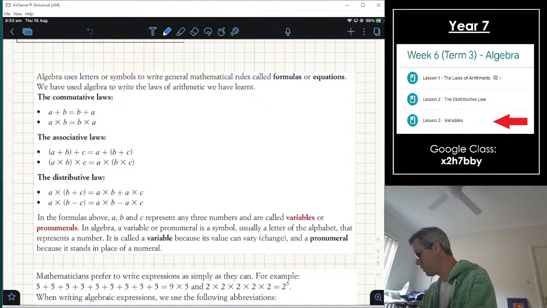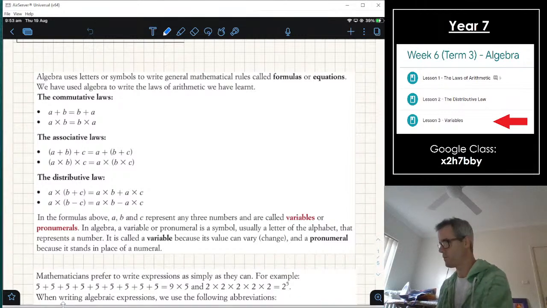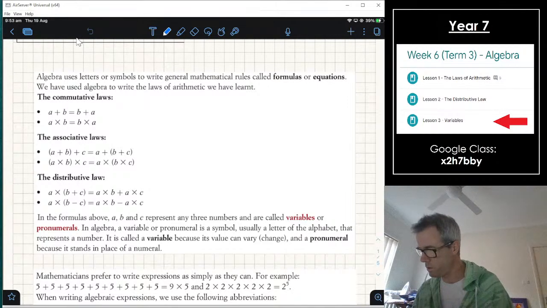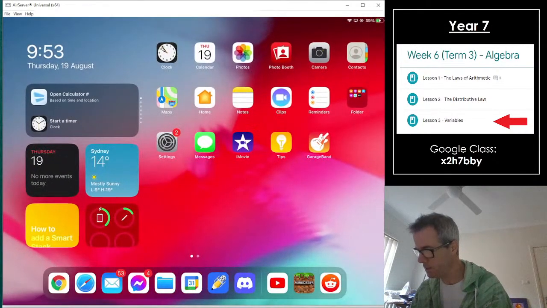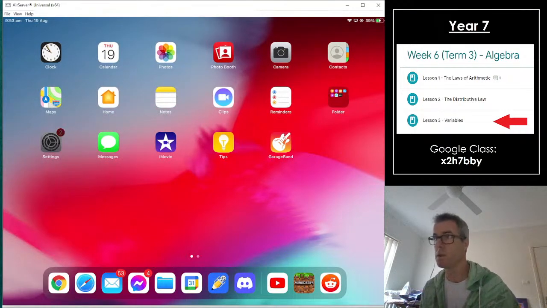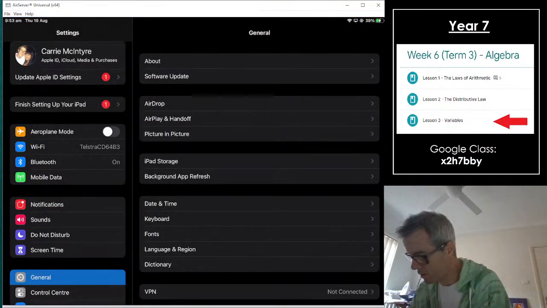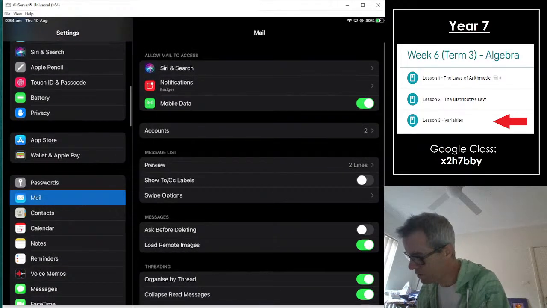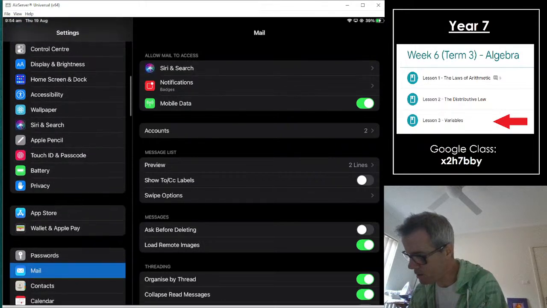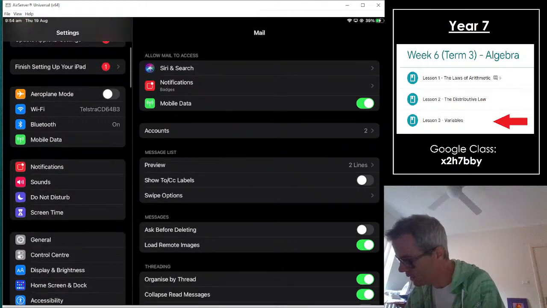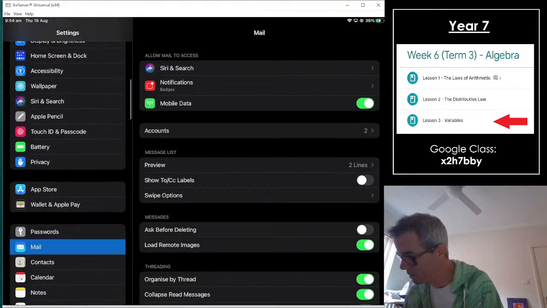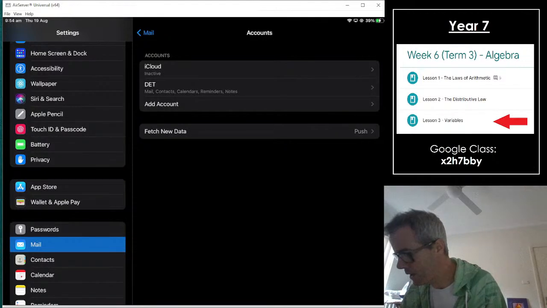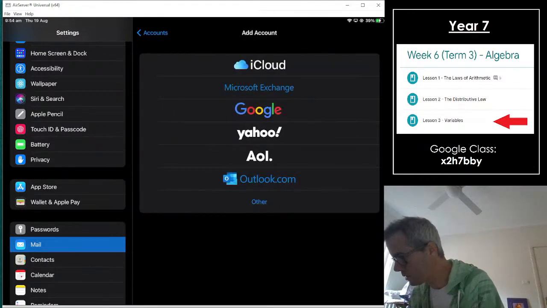So you go into settings. Look for your settings. Go to mail. Go to accounts, and then you can set up a new account like so.